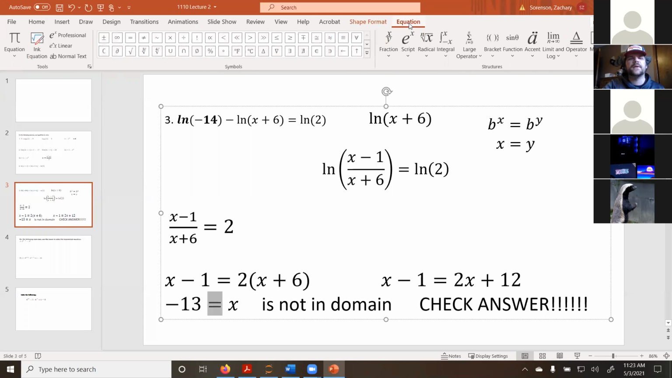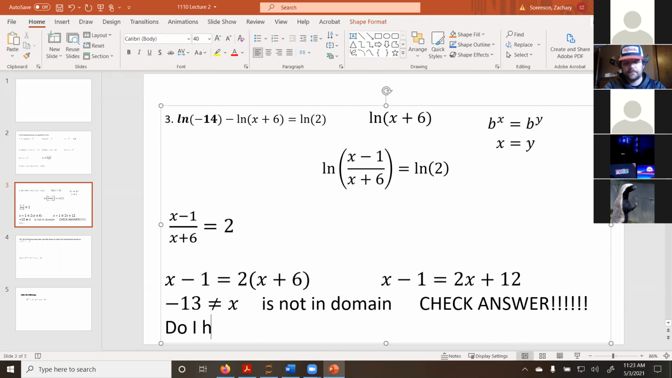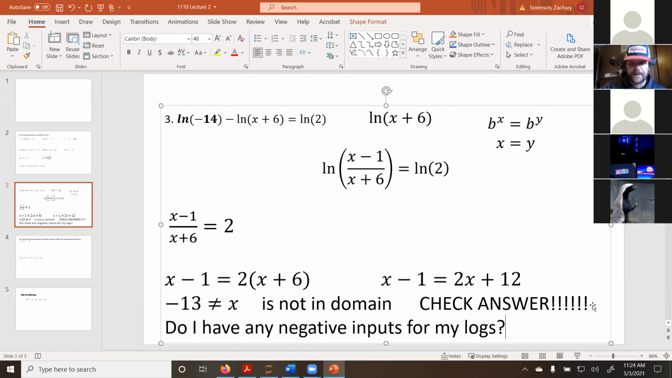So that's the shortcut. Sure, it's a good idea to check our answer by actually plugging it in, but really, the question I'm going to ask myself is, will this value make any of my inputs negative? If that is the case, I would say no solution. I suppose if I had multiple answers, maybe one of them would work and one of them wouldn't, but usually with logarithms, we'll have only one answer.